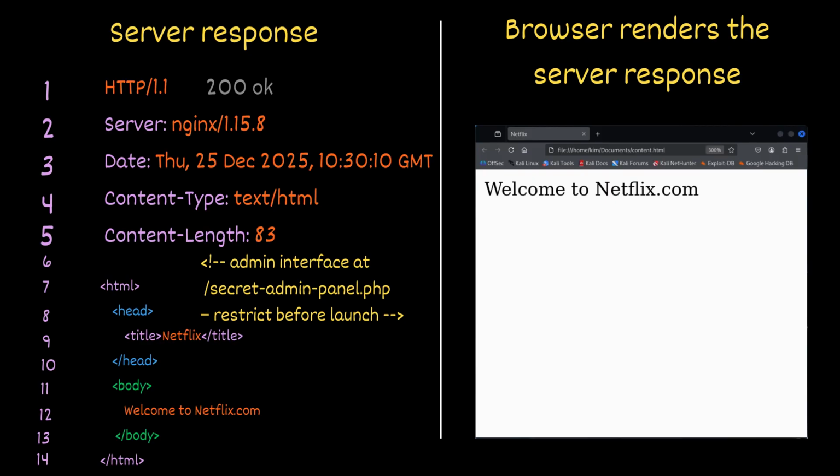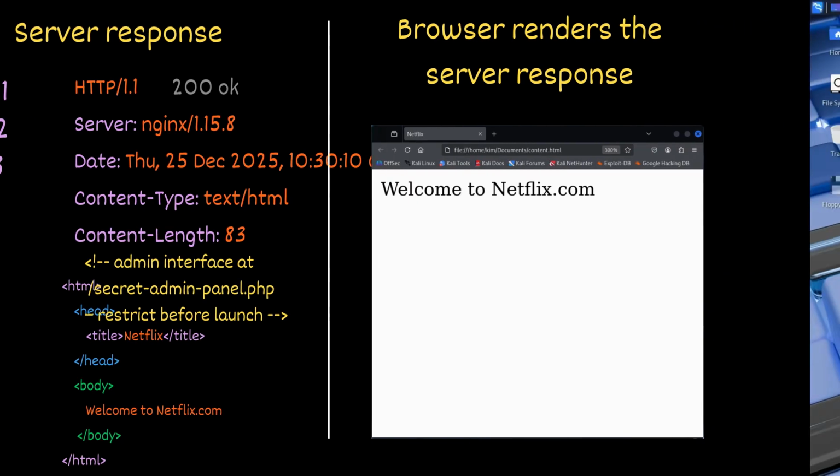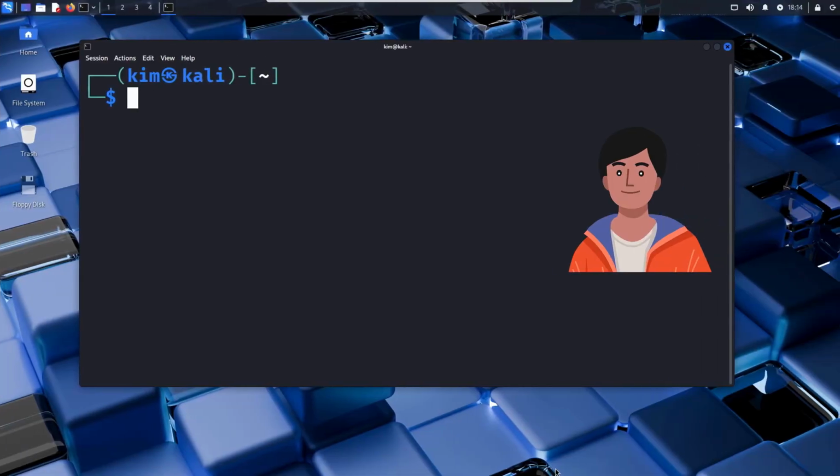Other common leaks are API keys accidentally exposed in JavaScript, which can give direct access to internal services or sensitive resources. So, the body of the response is a treasure map, or a trap. Either way, ethical hackers read the body like a story. Now, let's see this in action.